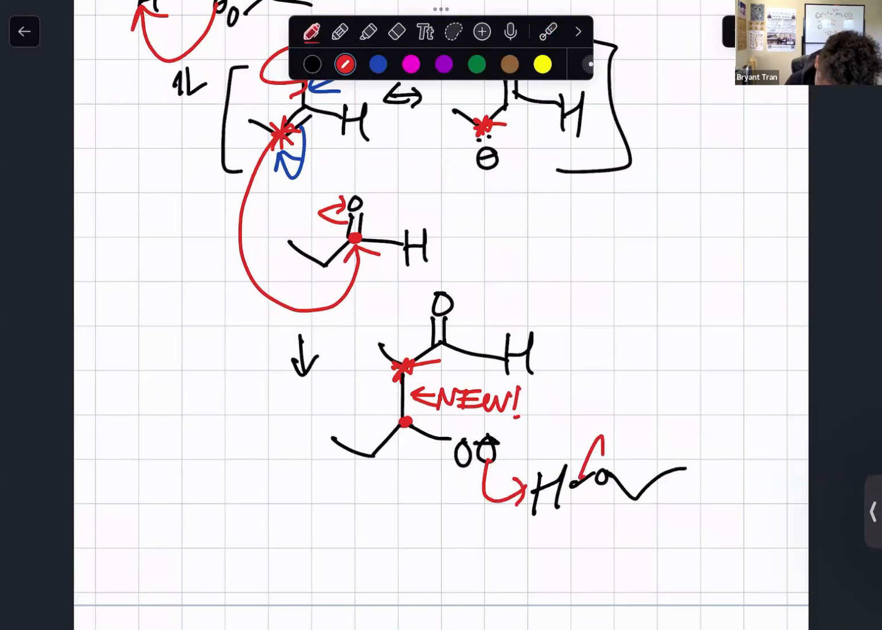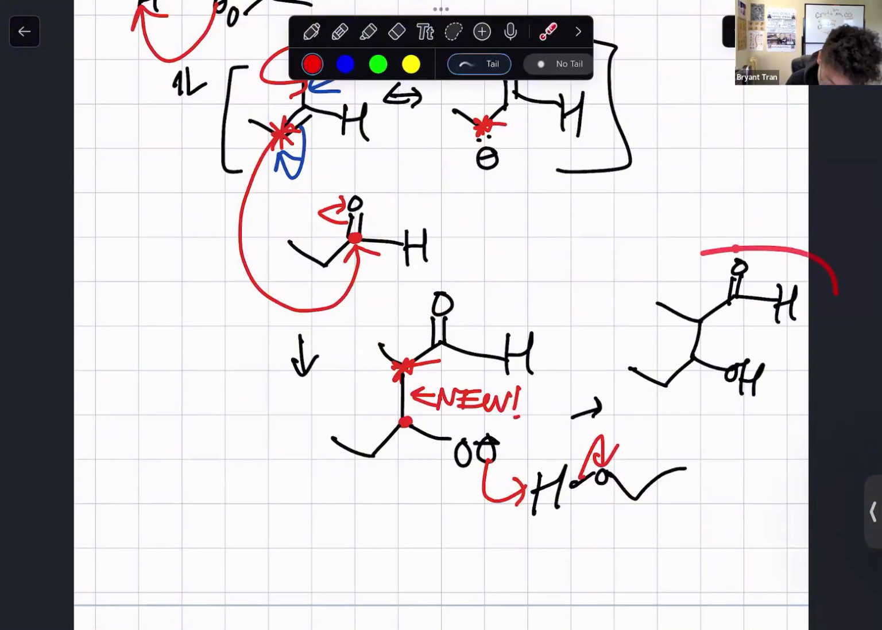So when it gets protonated, it would be this right here, which is what we call an aldol, which is an aldehyde and an alcohol, right? The alcohol here is specifically beta to the aldehyde carbonyl carbon. This is the carbonyl carbon right here, this is the alpha carbon, and this is the beta carbon. The alcohol is at the beta carbon.